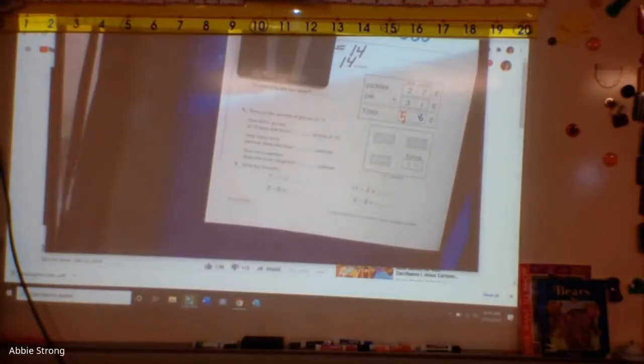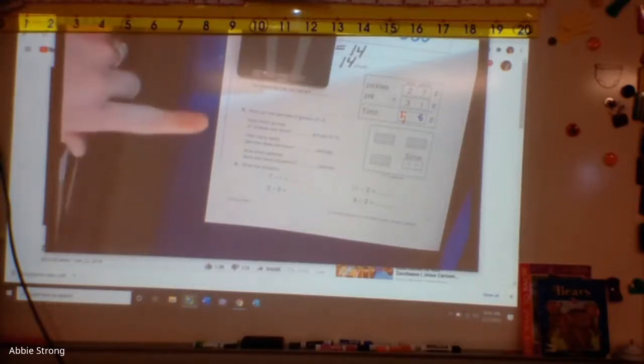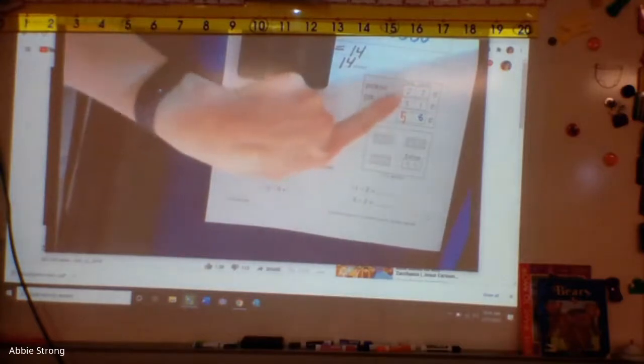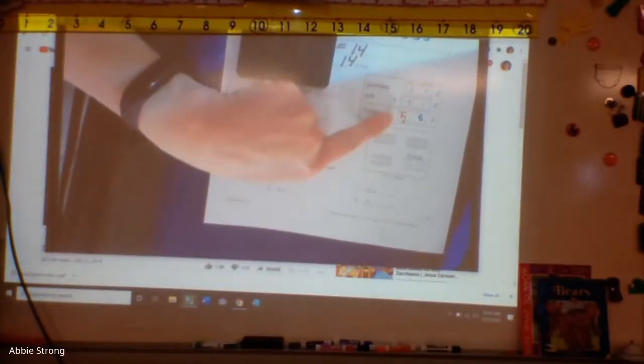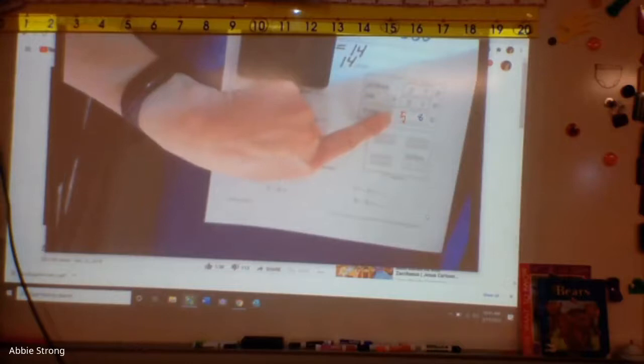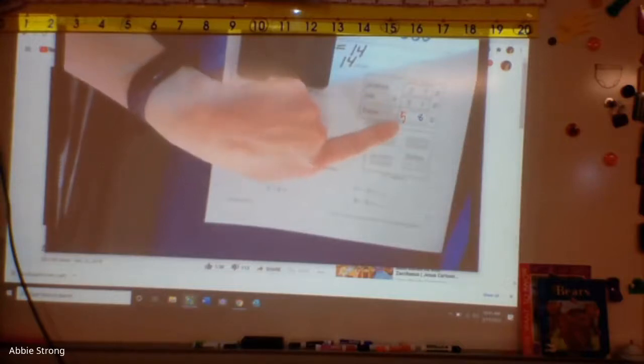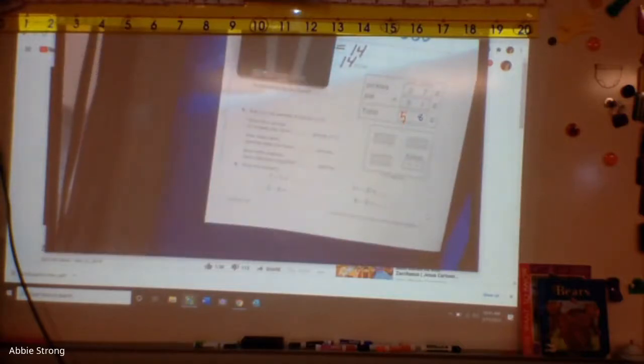What is the total for the purchase of the pickles and the pie? How much money did William spend? 85. Ooh, try again. We look at the money that's in the dimes in that 10 spot. So what number should we say first? 5. So 58 cents. Good. 58 cents.